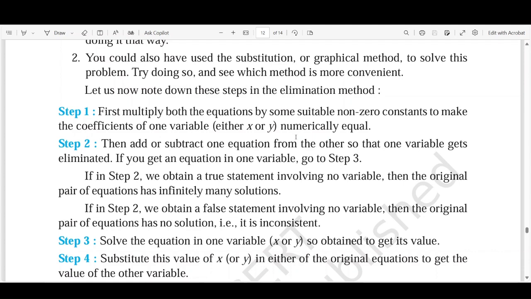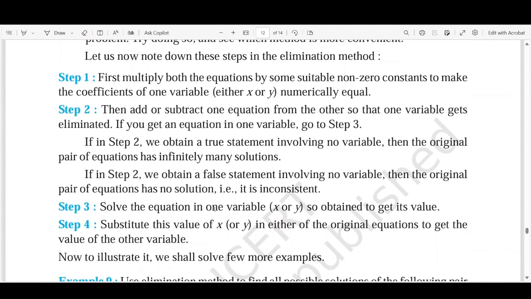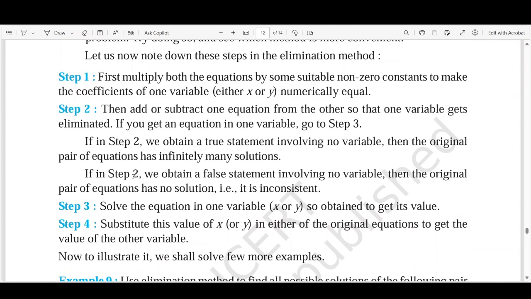Next, step 2. We have to add or subtract one equation from the other equation so that one variable will get eliminated, and now we will be resulted with only one equation in one variable. Now we have to move on to step 3, and here they have given two important points. If in step 2 we obtain a true statement involving no variables, then the original pair of equations has infinitely many solutions. If in step 2 we obtain a false statement involving no variable, then the original pair of equations has no solution, that is, it is inconsistent.